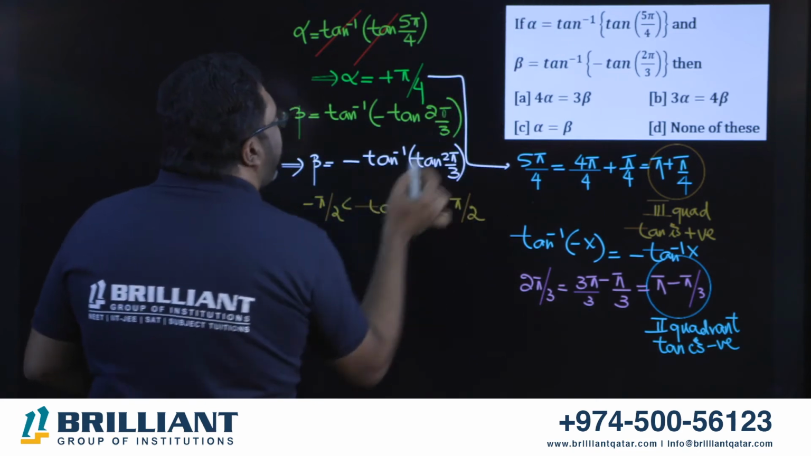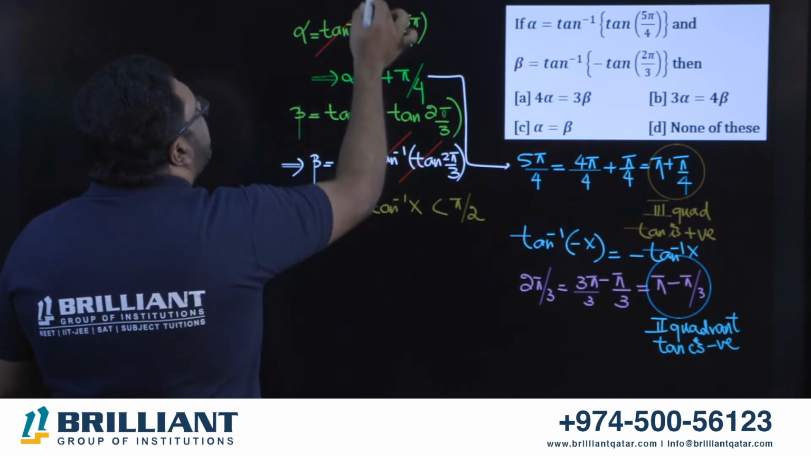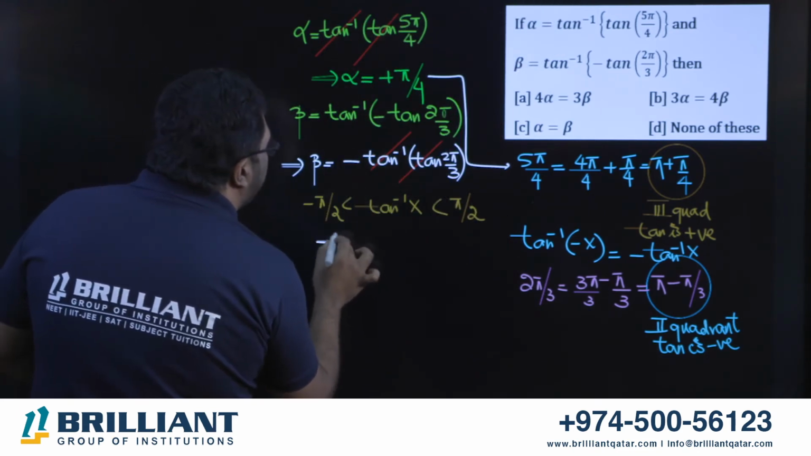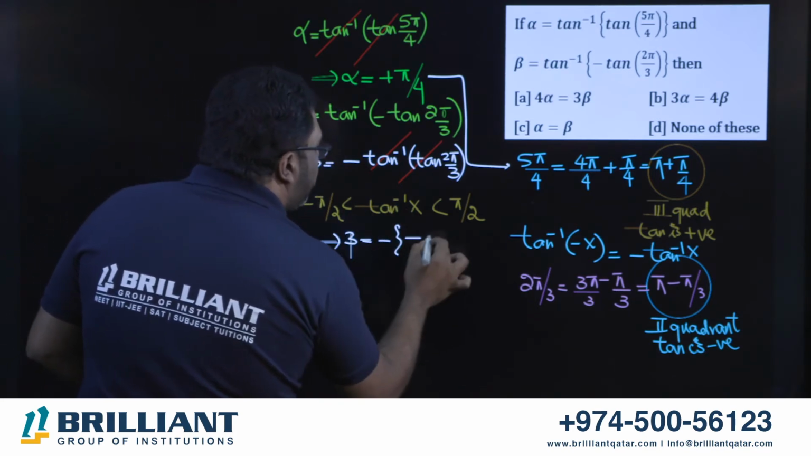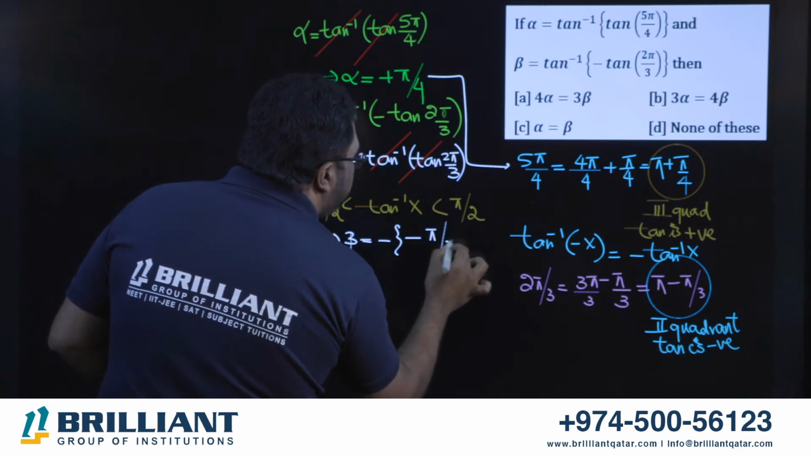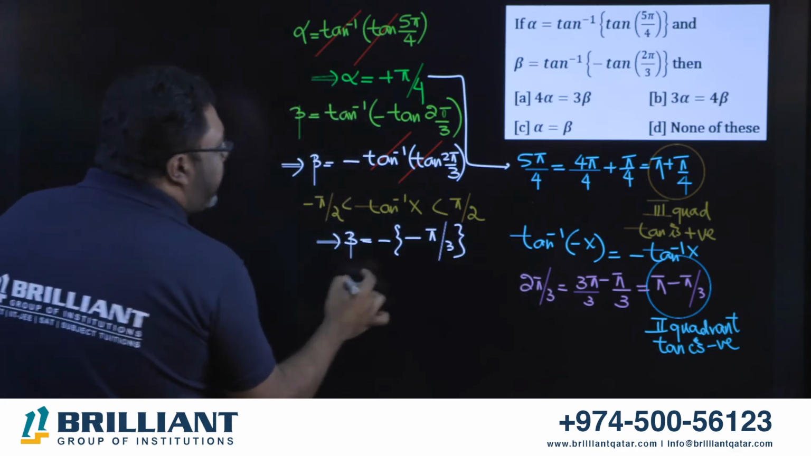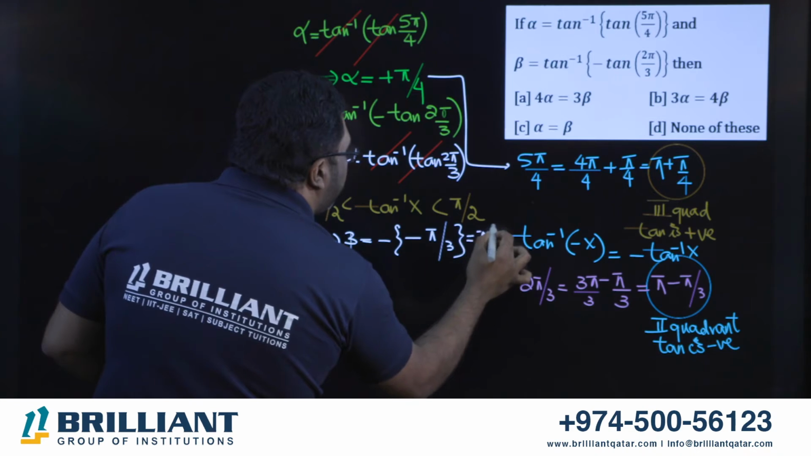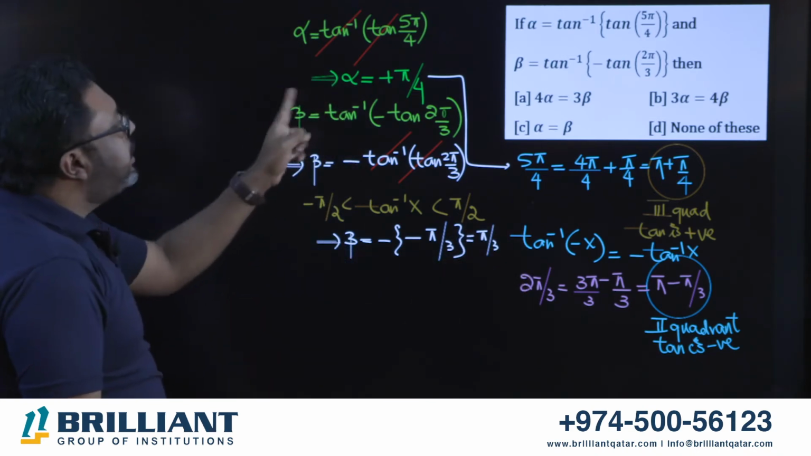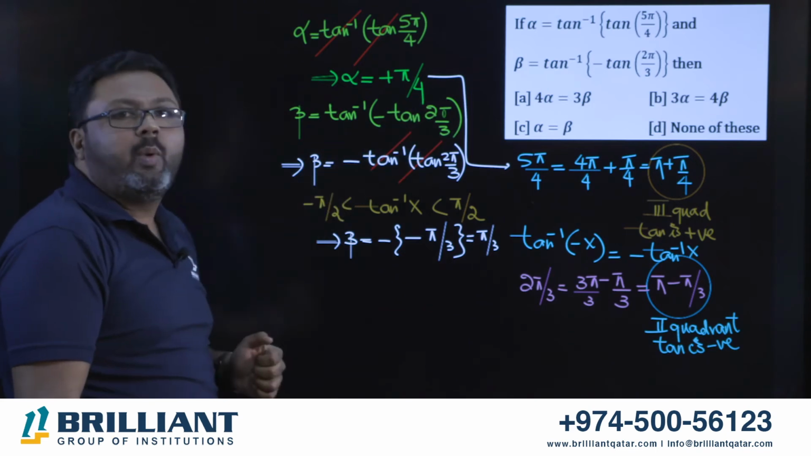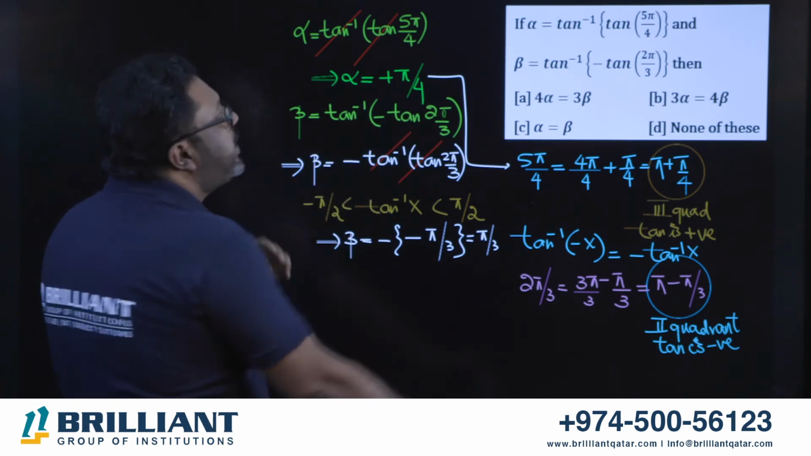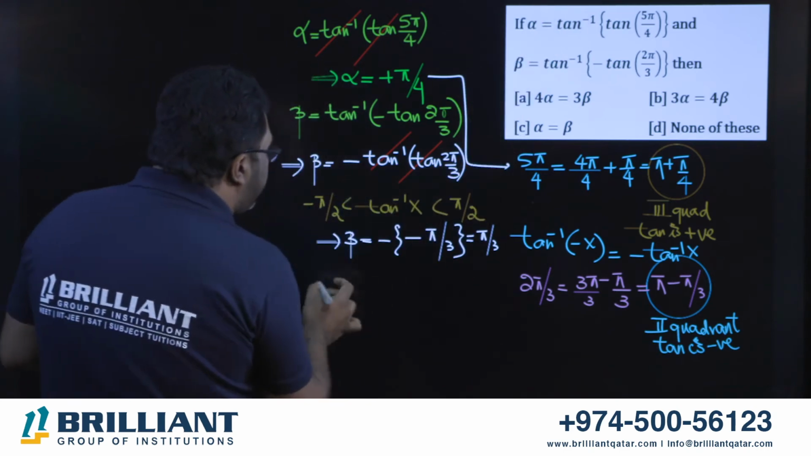2 pi by 3 is going to be written as minus pi by 3 because it is negative. Negative, so minus pi by 3. So beta is equal to pi by 3. So I got alpha is equal to pi by 4, beta is equal to pi by 3. Substitute, which of the equations satisfy? Very clearly the first equation itself satisfies.